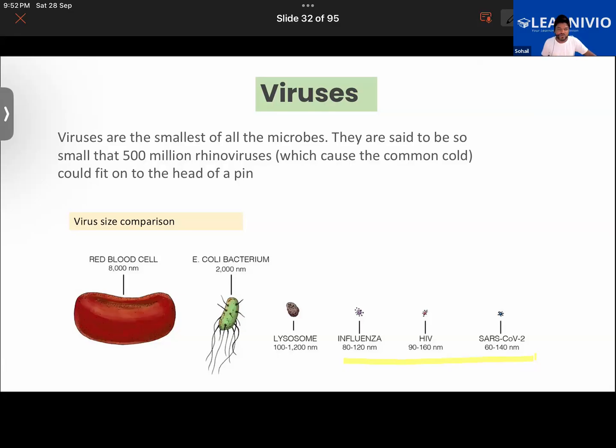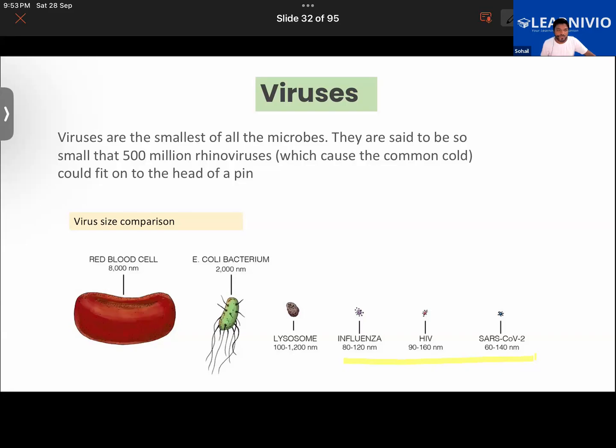So viruses are the smallest of all the microorganisms, and they are said to be so small that about 500 million rhinoviruses could fit into the head of a pin. So if you have a pin like this, in just the head of the pin, about 500 million rhinoviruses, the virus that causes common cold, can fit there. Getting what I'm trying to say?